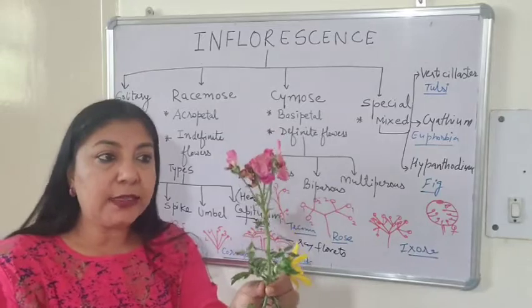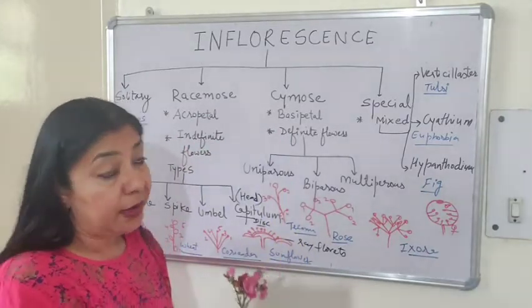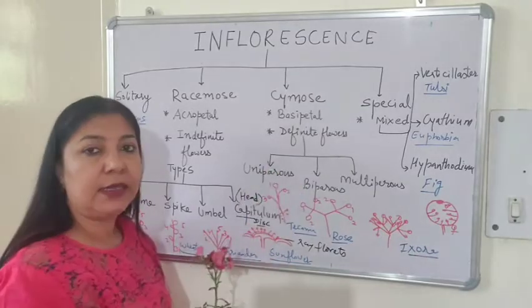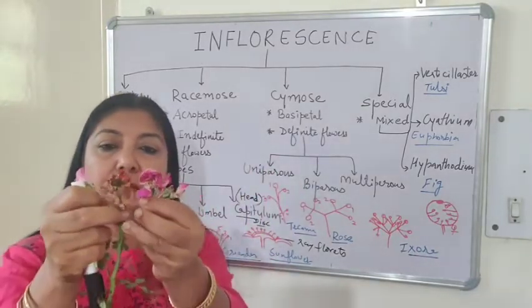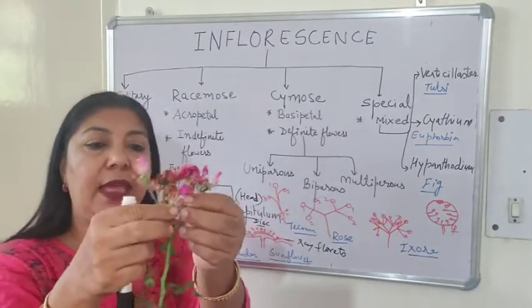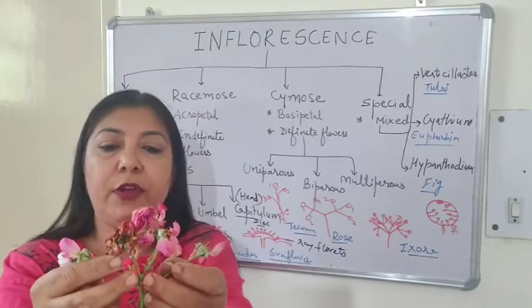Whereas this one, jasmine and rose, they show biparous type of inflorescence. What happens here? There will be one flower and then there will be 2 flowers from each node.